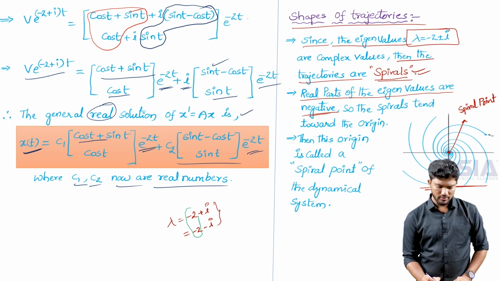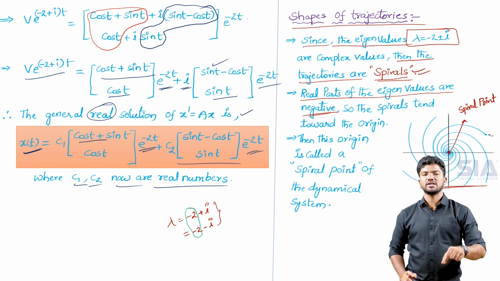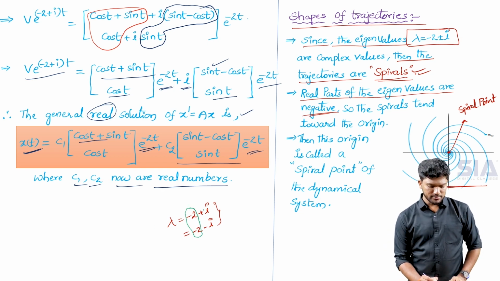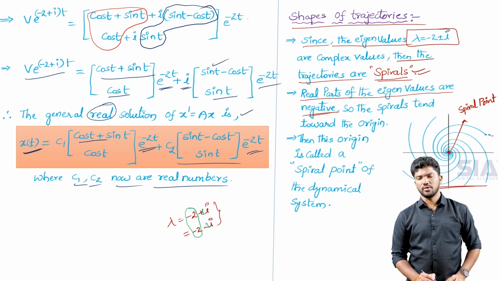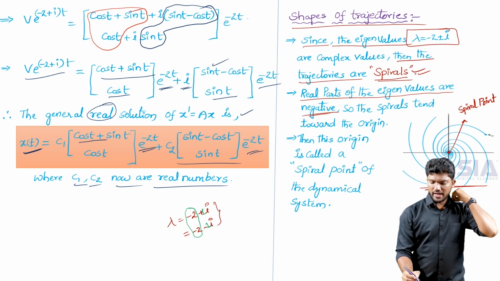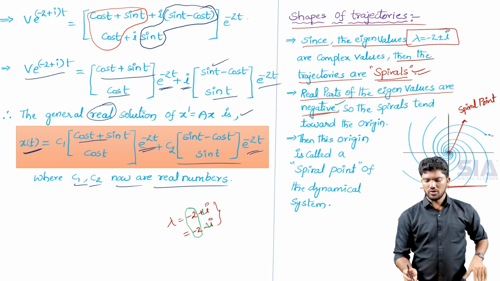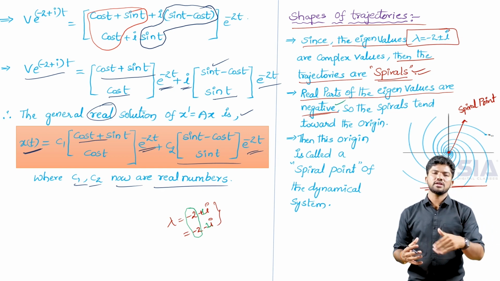In this eigenvalue, the real part is -2. The imaginary part is +1 and -1. The real parts of the eigenvalues are negative, so the spiral tends toward the origin.